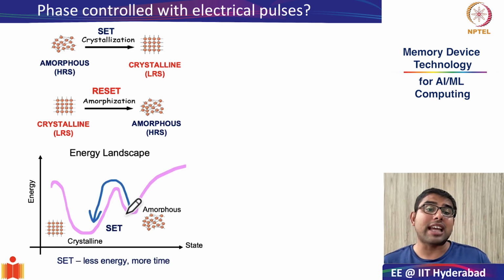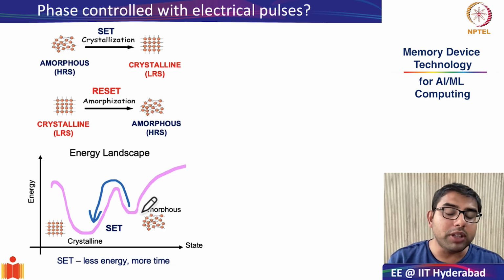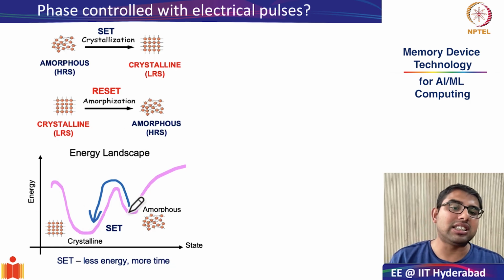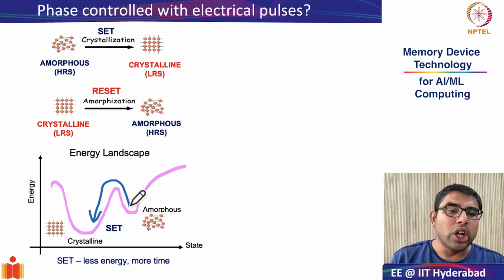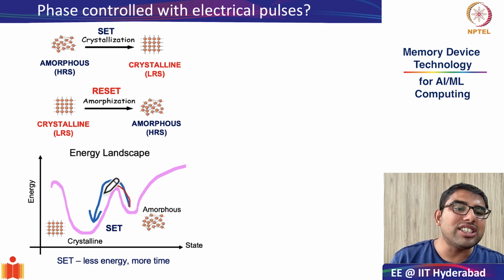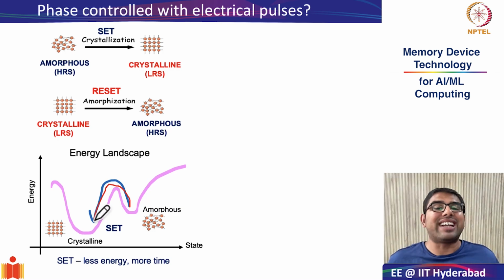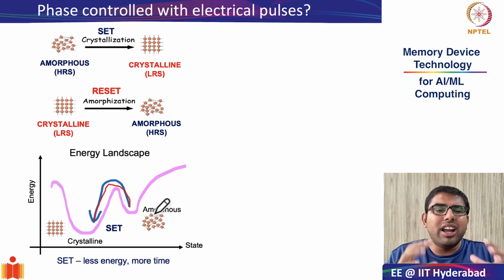So with this in mind, let's try to understand the set process. How will you do the set process? The set process is the process of crystallization, going from the amorphous phase to the crystalline phase. As you can see from this energy landscape diagram, to go from amorphous to crystalline state, the barrier that you have to cross is not very large, but you will have to wait for a much longer time. Why? You give this amorphous state a little bit of heat, and you allow some time for the atoms to organize into a periodic lattice.